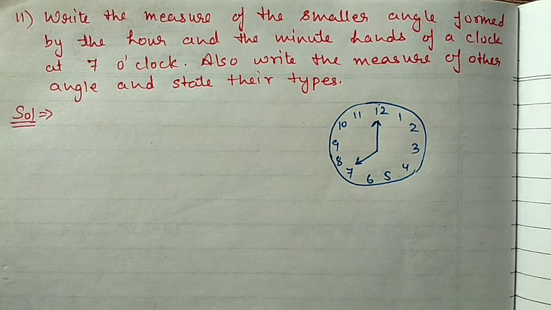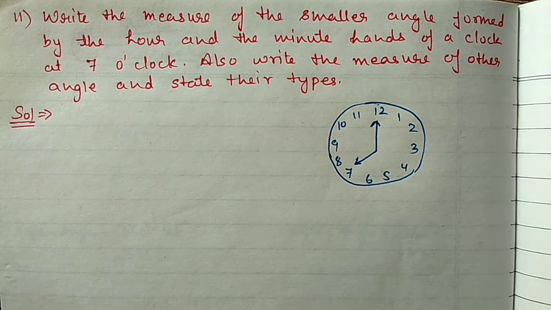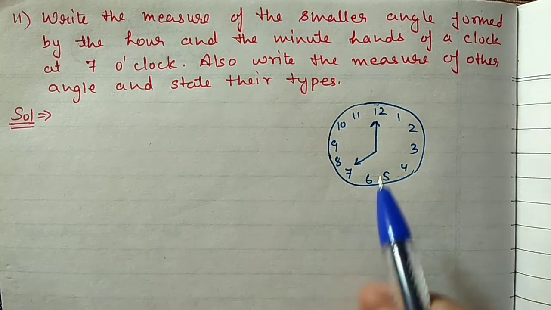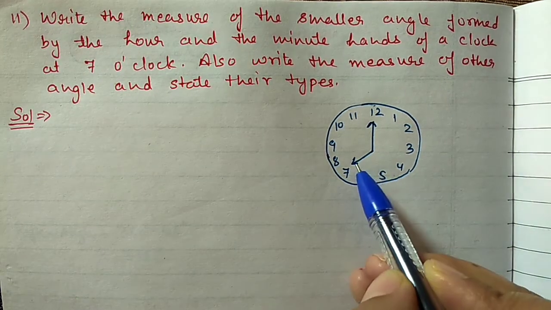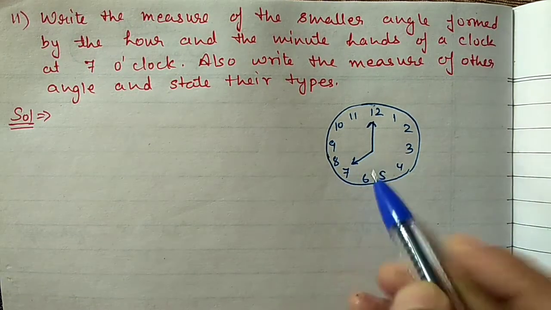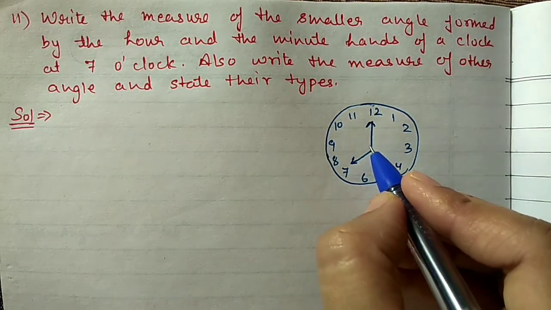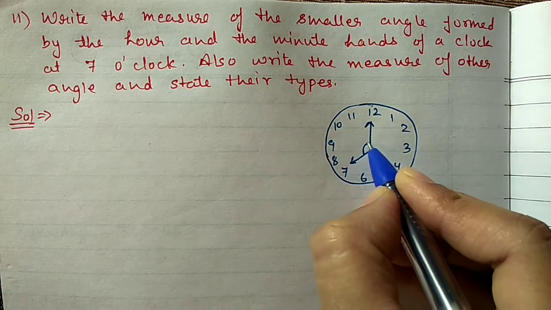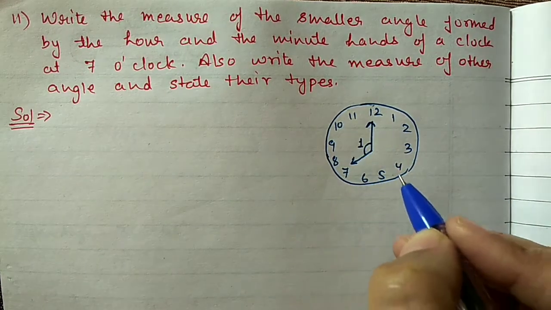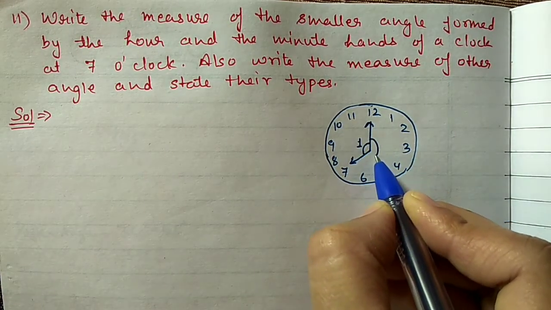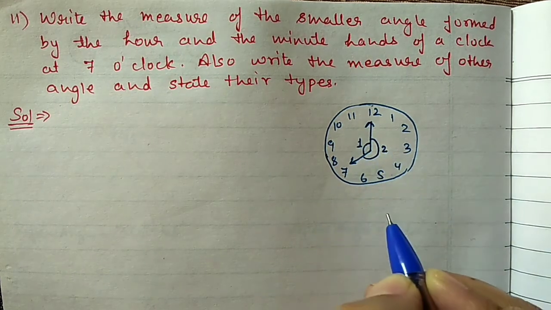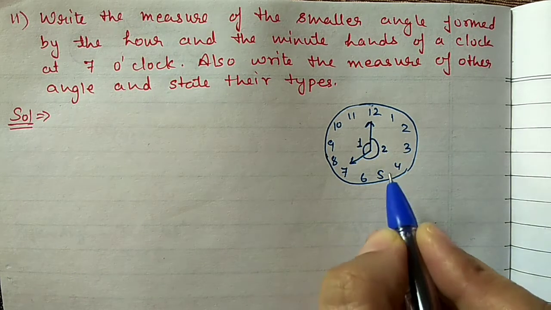Next, question number 11. Write the measure of the smaller angle formed by the hour and the minute hand of a clock at 7 o'clock. Also write the measure of the other angle and state their types. So at 7 o'clock, the hour and minute hands will be in this position. One will be at 7 and another one will be at 12. So you have to measure first this smaller angle, and then you have to measure this other, bigger angle also. And after that we have to write the types of angle.